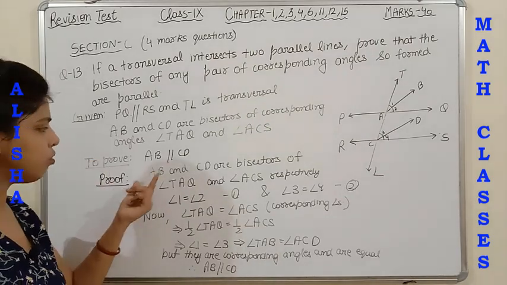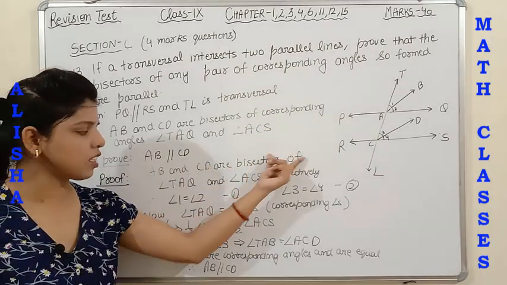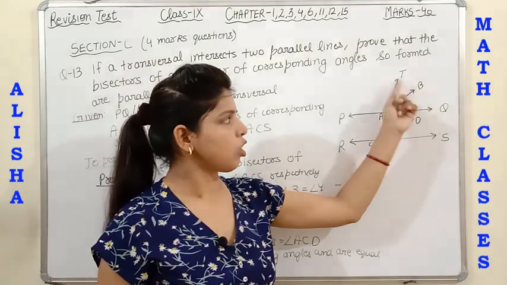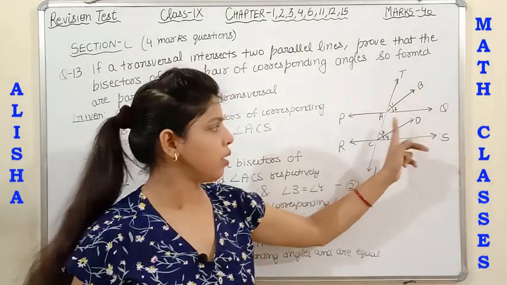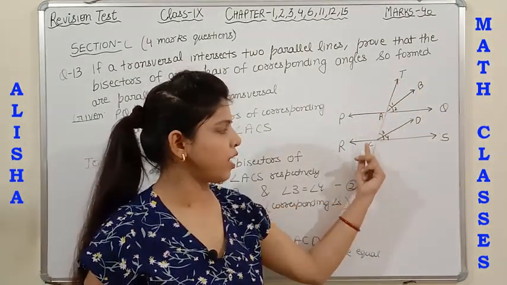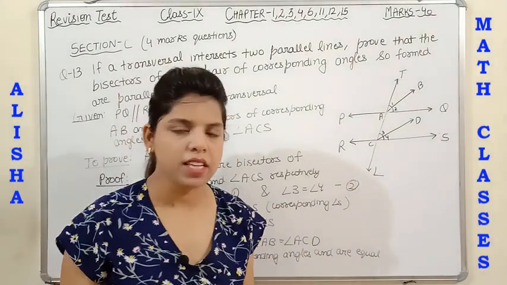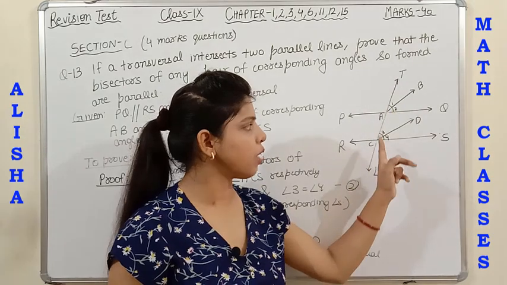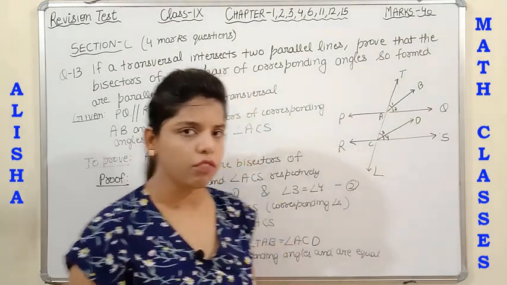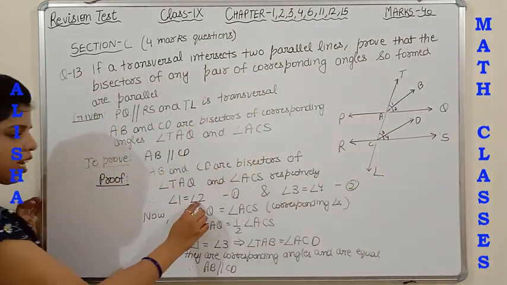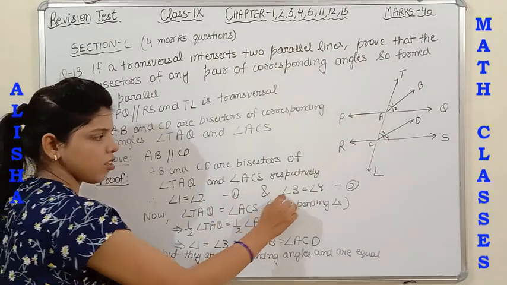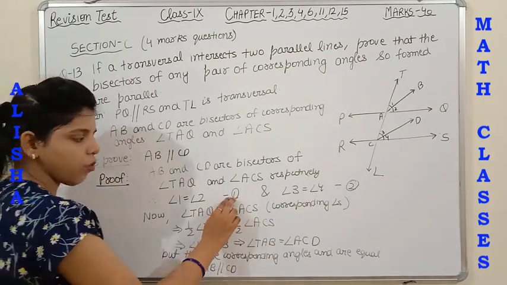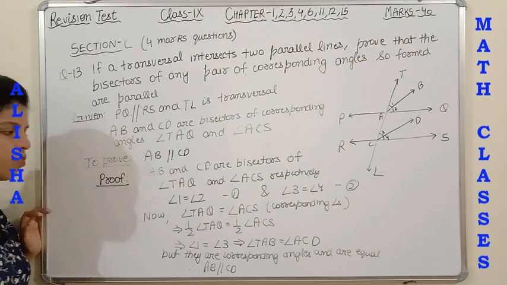So see the proof. AB and CD are bisectors. AB is the bisector of angle TAQ and CD is the bisector of angle ACS. Bisector means that it divides the angle into two equal parts. That means angle 1 is equal to angle 2 and angle 3 is equal to angle 4. Very simple. I have marked these equation number 1 and equation number 2.